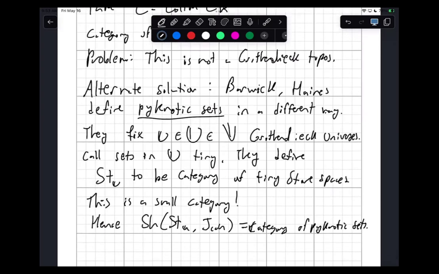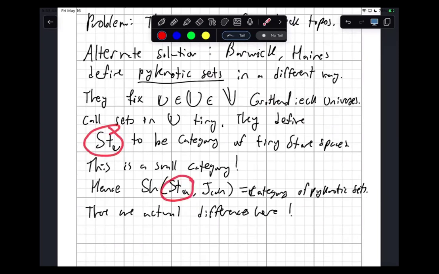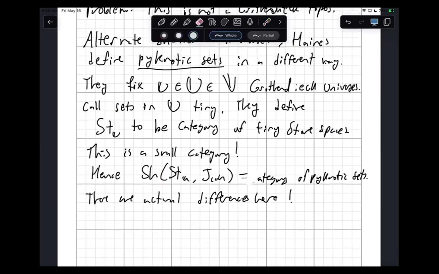And it turns out that there are actual differences between these two constructions. What are those two letters inside, those two things inside sheaf? This is the category of tiny Stone spaces. And the other one? This is the coherent Grothendieck topology on that category. I haven't defined that, but it's okay, just some coverage. Okay, good.